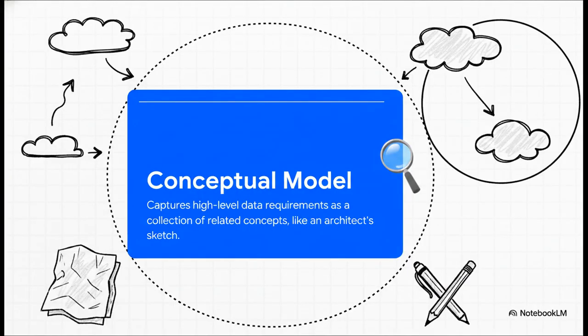First up is the conceptual model. Seriously, think of this as the initial napkin sketch. It's the 30,000-foot view. All it does is identify the most important concepts the business cares about. We call these entities, and shows kind of how they relate to each other. It is purely the big picture, zero technical jargon allowed.